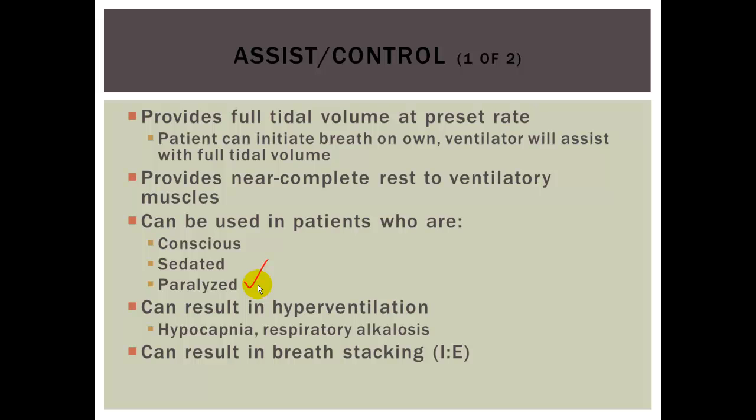It can also result in breath stacking, and this is going to be inspiratory expiratory time. If a person has a reactive airway disease, their lungs are like the Roach Motel, and what that means is the air goes in, but due to bronchospasm or their respiratory disease, the air stays in there, and it takes a lot longer for them to exhale. So in these patients, we can stack respirations in the alveolar sacs because we did not allow for long enough time for exhalation to occur.